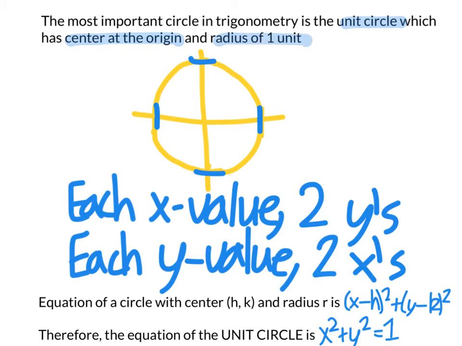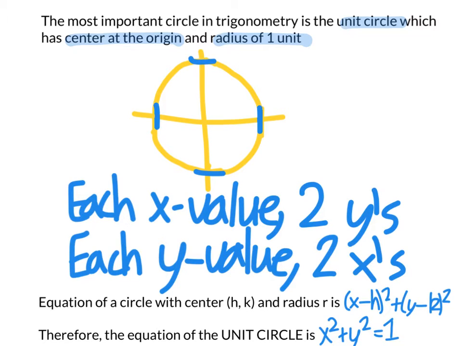of 1 unit. Thus, some important points on this circle are (1, 0), which corresponds to 0 pi or 2 pi, (-1, 0), which corresponds to pi, (0, 1), which corresponds to pi over 2, and (0, -1), which corresponds to 3 pi over 2. Thus, this shows that for each x value, there are 2 y values that correspond to it, and for each y value, there are 2 x values that correspond to it.